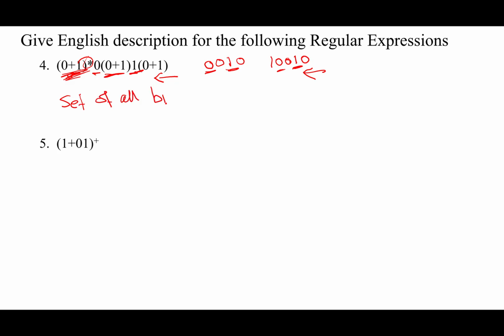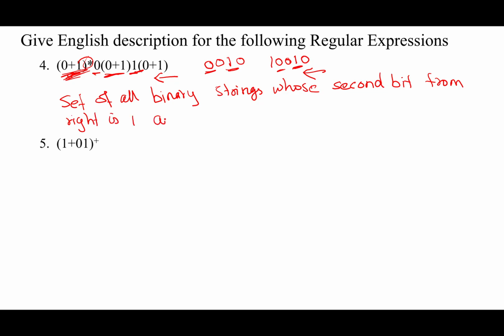set of all binary strings whose second bit from right is 1 and fourth bit from right is 0.